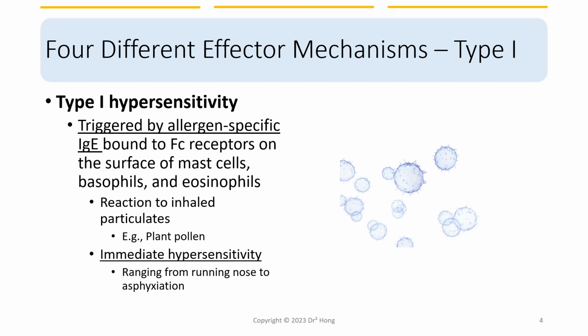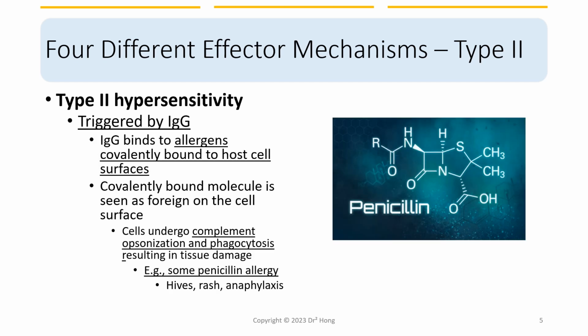Type 1 is mediated for the most part through the actions of IgE and mast cells, and is most often caused by inhaling particulates such as plant pollen. The reaction severity is highly variable, ranging from runny nose to possible anaphylactic shock.